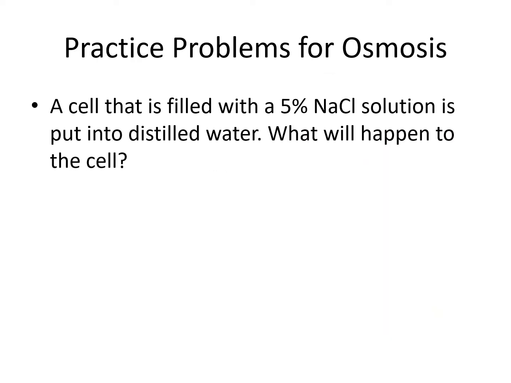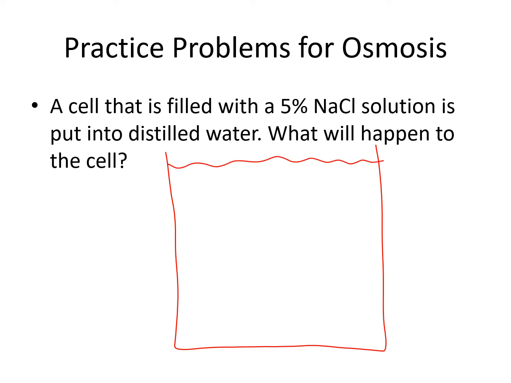Now for a practice problem. A cell that is filled with a 5% sodium chloride solution is put into distilled water. What will happen to the cell? So for these examples, we are often referring to a beaker. I'm going to make it big so I can draw on it. So a beaker filled with a solution, and I'll just refer to it as solution A. And inside that beaker, you put a cell. So I'll make it a big cell. And that cell is filled with the solution, and that is solution B.